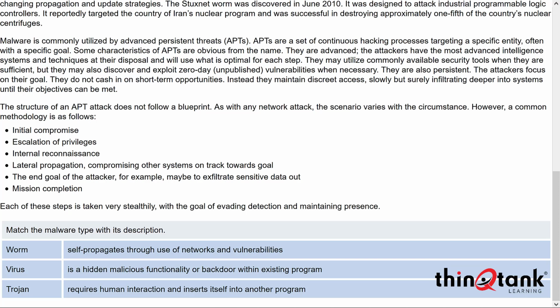Let's go ahead and do our review question here. Match the malware type with the particular description. All right, let me delete that there. Self-propagates through the use of networks and vulnerabilities. That would be a worm. Requires human interaction. That would be a virus. Hidden malicious functionality or a backdoor within an existing program. It's not the greatest description of a Trojan, but the idea is that we have this program that we trust, that we think we know what that program is, and then there's a hidden function to it. That by definition is what a Trojan is.